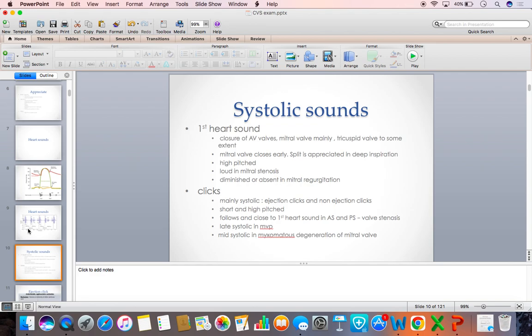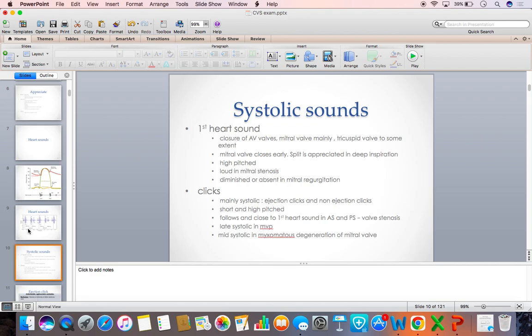So as I told you, sounds can be classified into systolic sounds and diastolic sounds. The systolic sounds are the first heart sound and the clicks. The first heart sound is the result of the closure of the atrioventricular valves. Mitral valve closure contributes to the major part of the first heart sound, followed by the tricuspid valve to some extent.